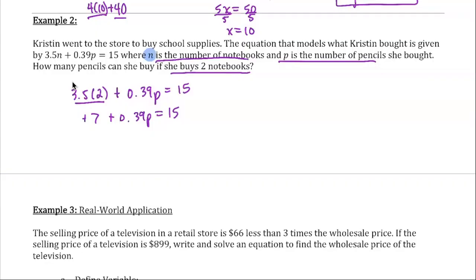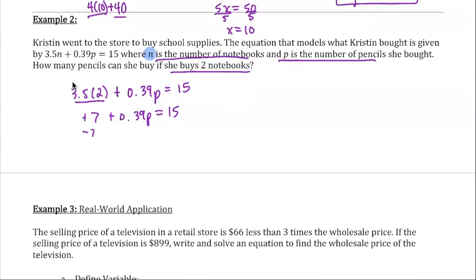The first thing that we're going to undo is the adding of 7. So I'm going to subtract 7 from the other side. 7 minus 7 is going to cancel. I'm going to be left with 0.39p, which is equal to 15 minus 7, which is 8. And now all we have to do is undo the multiplication. I know it's a decimal, but we're still multiplying by a number. So to undo that, we're going to divide by 0.39, and it's going to give us our answer of p equals 20.5.